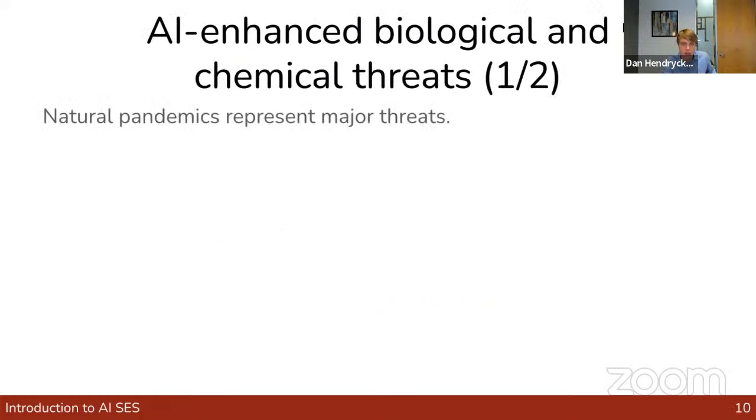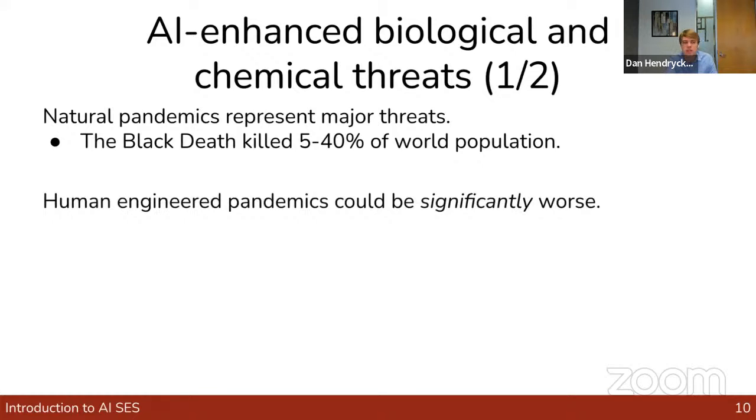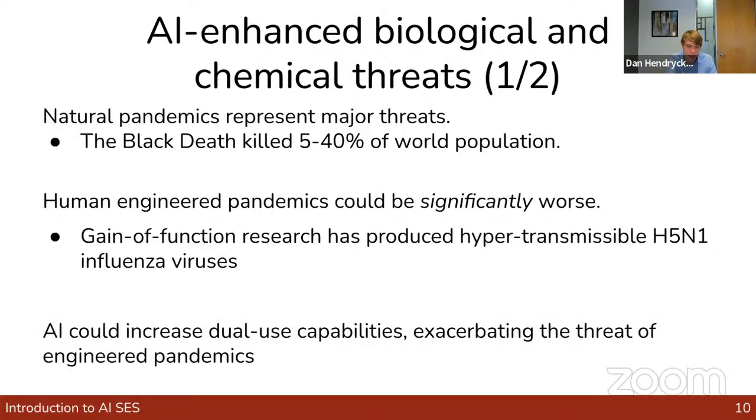So if we zoom in, what are the risks from bioweapons? Well, we know that bioweapons can be bad. The Black Death killed almost half the population in the West, and you could easily imagine human-engineered pandemics being significantly worse than what nature throws at us. Nature is a much more stochastic process that's not optimized for lethality.